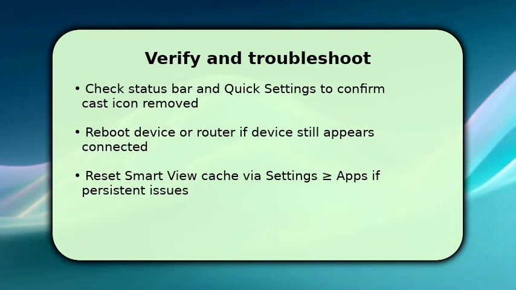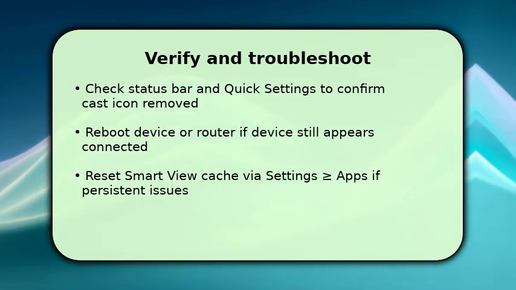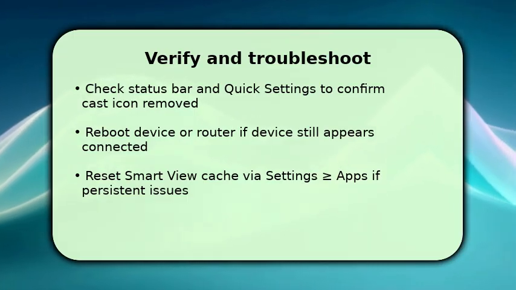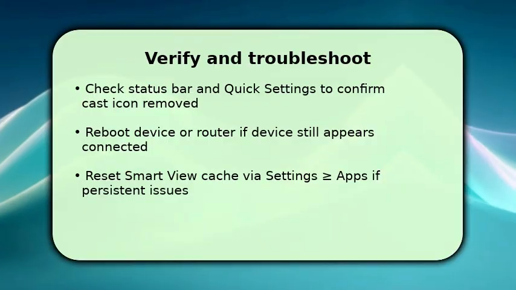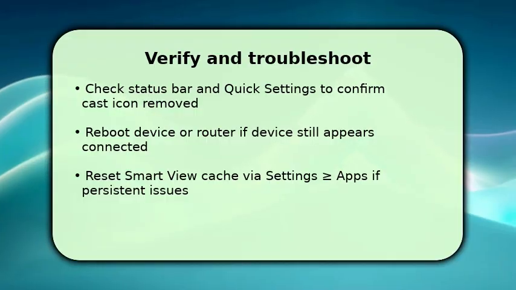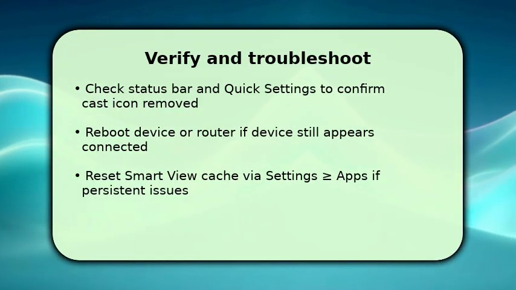If the target device still shows connected, reboot your phone and the receiving device or router to clear stale network sessions. If Smart View misbehaves repeatedly, go to Settings, Apps, find Smart View and clear cache or force stop. It fixes corrupted state. If problems persist, toggle Wi-Fi off for a few seconds to drop.